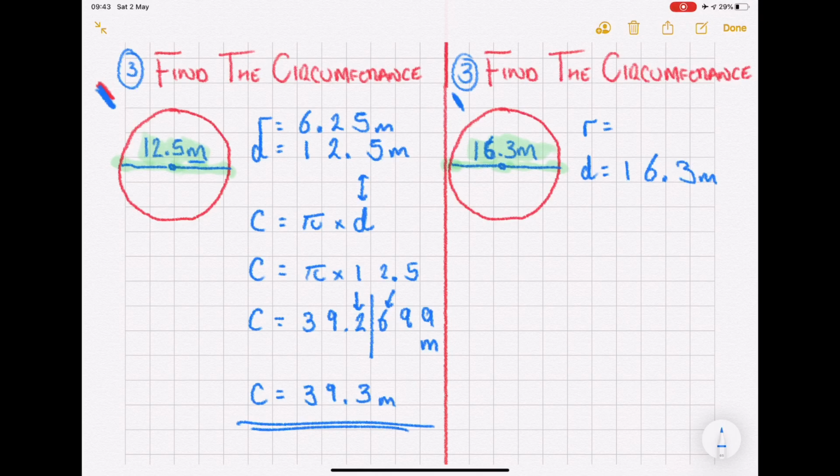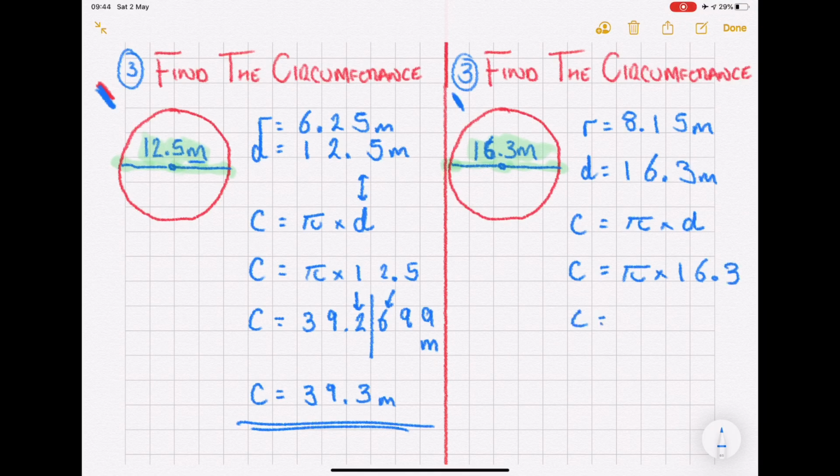If our radius is half our diameter, then our radius is going to be 8.15 metres. Okay? Now let's write out our equation. Circumference equals pi times by the diameter. Now we're going to substitute in a number for our diameter. So circumference equals pi times by 16.3.